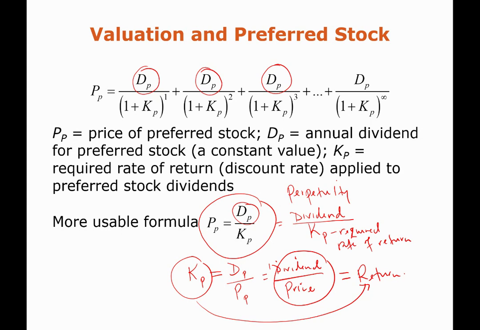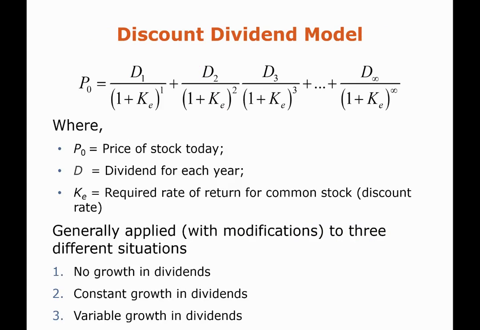Let's look at the next part, and that is the common stock. How do we go about determining the value of common stock? For common stock, we're going to use the formula where the price, that is the current price, P naught, is basically the current price of the stock. The current price will be equal to D1, which is the dividend paid in year one, divided by 1 plus the required rate of return on equity.